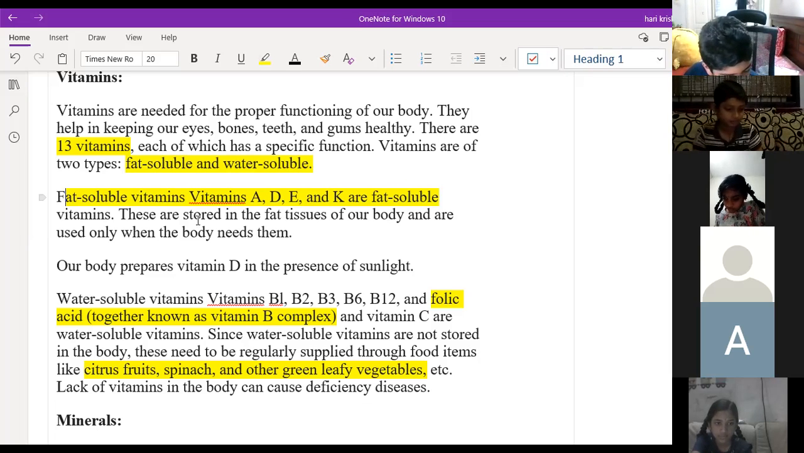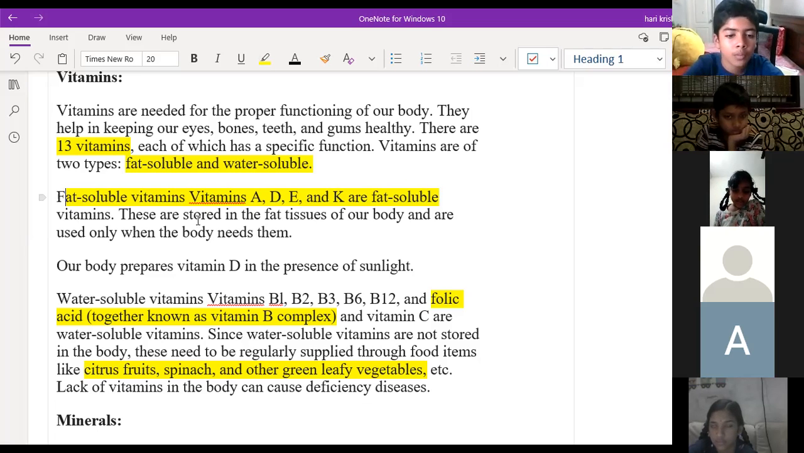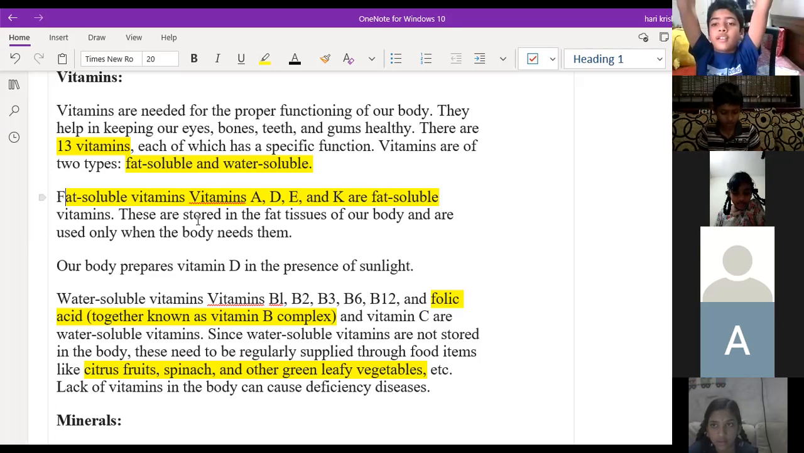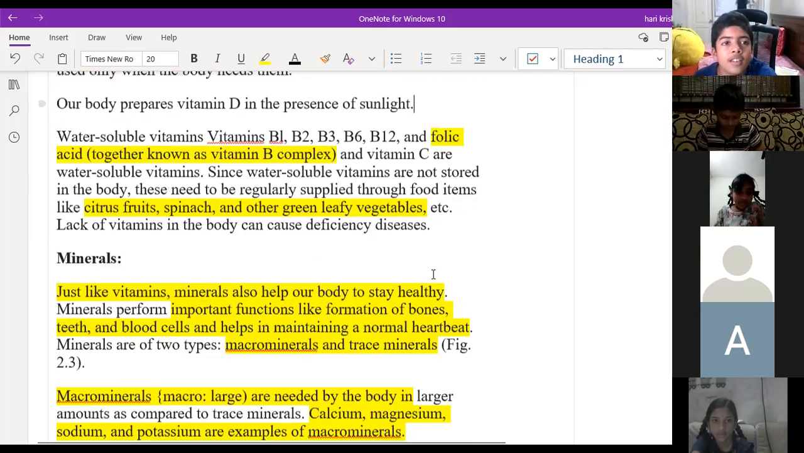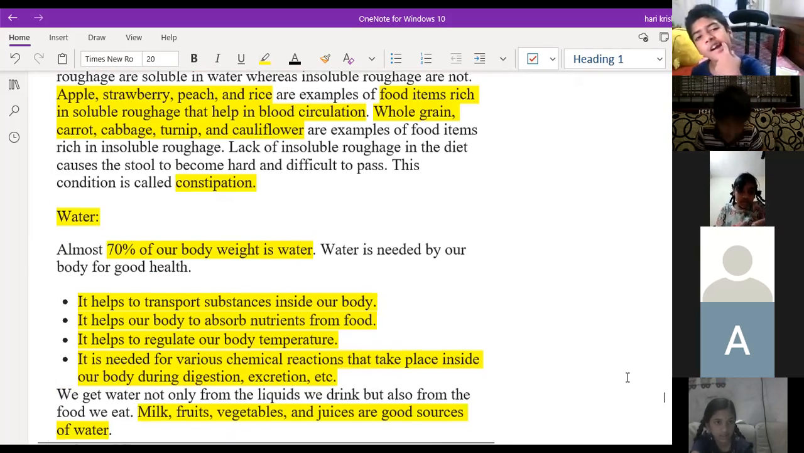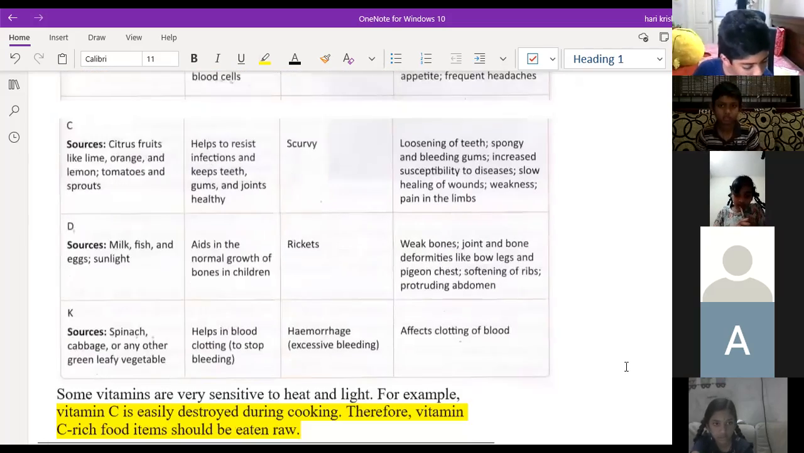Which vitamin helps in the clotting of the blood during an injury? Vitamin C? Vitamin D? No, vitamin D we prepare in the presence of sunlight. It's K, good. I have given the tabular column already to you. You must remember the tabular column. It's very, very important.